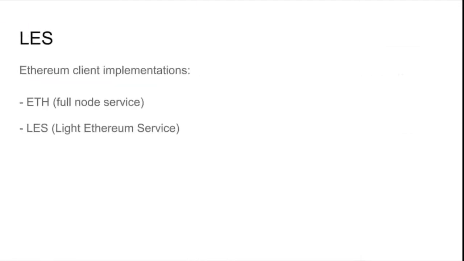So what does LES stand for? Actually, Go Ethereum provides two implementations of the Ethereum node, of the blockchain service. One is called the full node implementation, called ETH. And another one is the light Ethereum service, called LES, and that's the one we use. The main difference between these two is that this one doesn't really store that much data, so your data storage for the blockchain won't grow to hundreds of gigabytes, and it's a little bit lighter on the CPU and stuff like this, so that's why we use that one.